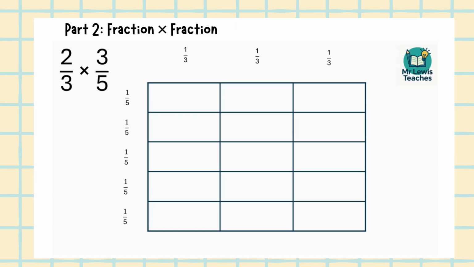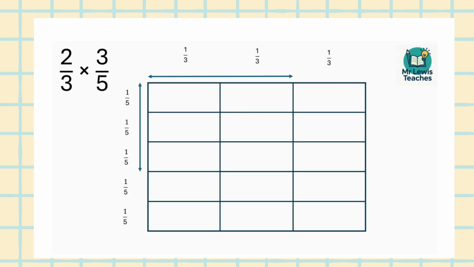That's right, 15. Now, we shade 2/3 in one direction and 3/5 in the other direction. Where the shading overlaps, that's the part we're looking for. So if we count those overlapping sections, we get 6 parts shaded. And as there are 15 parts in total, that means that the answer to 2/3 times 3/5 is 6/15.